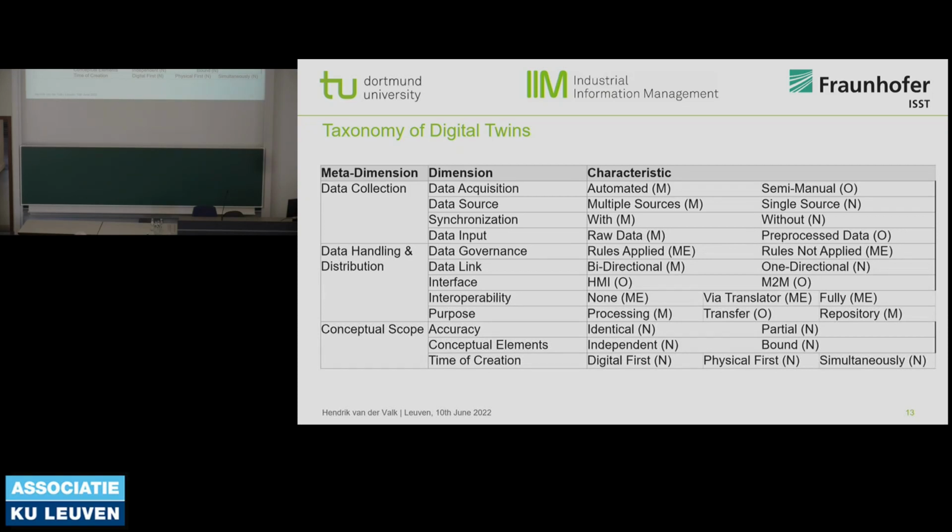And the last meta dimension, the conceptual scope, was relevant for the literature corpus, but it is not relevant for the archetypes, because in practice it is often not easy to say what we need. Do we need an identical twin? Do we need a partial twin? Because there are use cases where a partial twin is sufficient, and then an identical twin is just too costly to implement. It's the same with the time of creation. It's not always easy to decide, do I have our digital first? Normally, if I start with a product today, I have a digital picture before I have any physical copy. But if we are looking at supply chains, if we are looking at factories, which are brownfield applications, we have a physical component first.